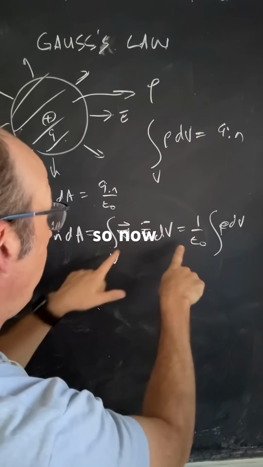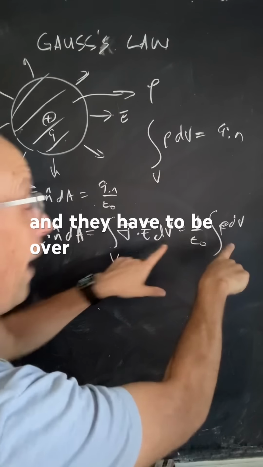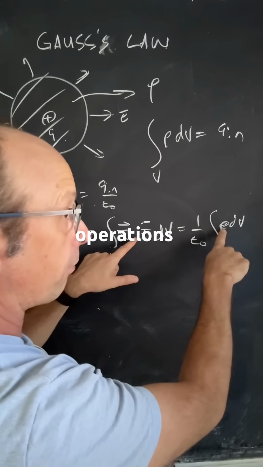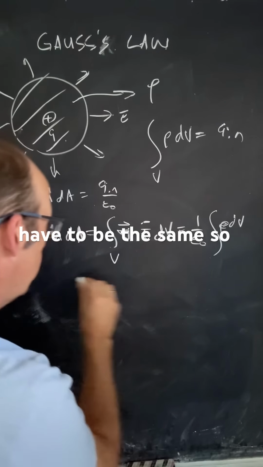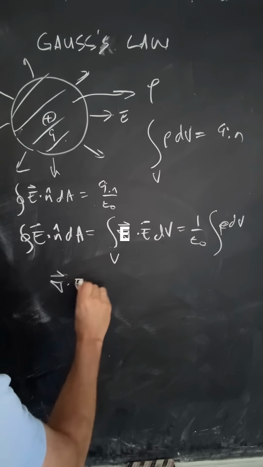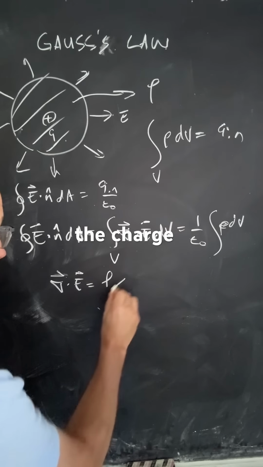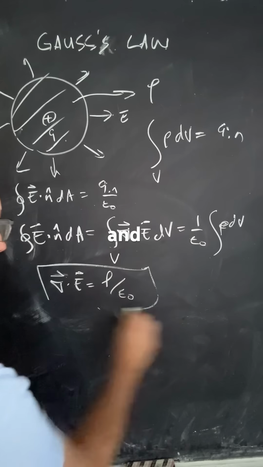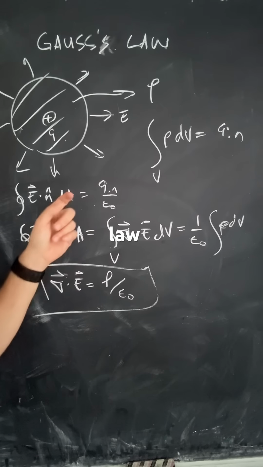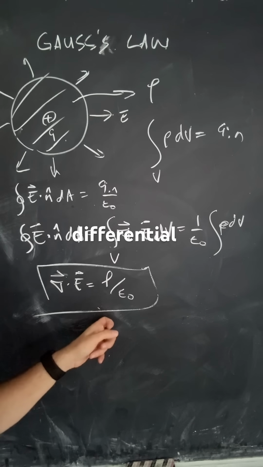Okay. So now these are both volume integrals, and they have to be over the same volume. If the integrals are over the same volume, the functions have to be the same. So I can write del dot E is rho, the charge density, over epsilon naught. And that is the differential form of Gauss's law. Integral form, differential form.